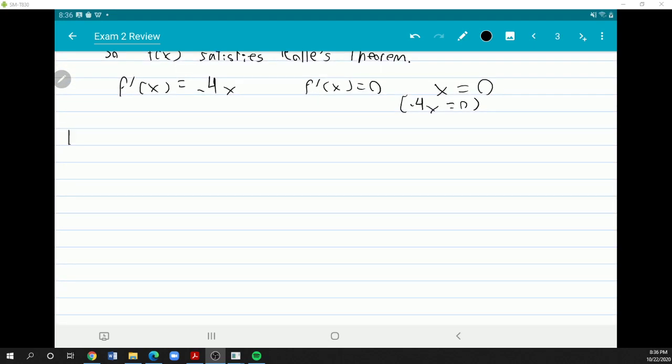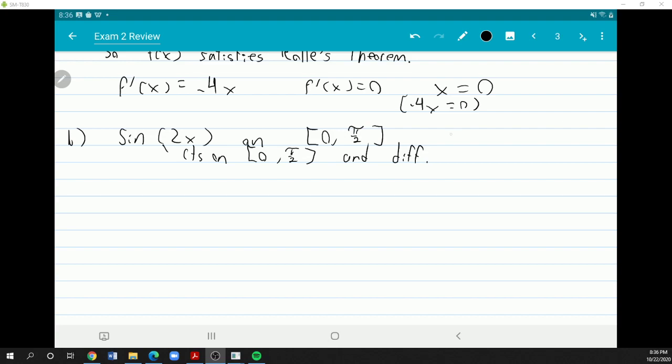Not too bad. B, another one I had to edit slightly, although the original still worked. So sine of 2x on 0 to pi over 2. Now let's check. So first, continuous on the closed interval and differentiable on the open interval. So now we just need to check sine of 0 is equal to sine of 2 times pi over 2.